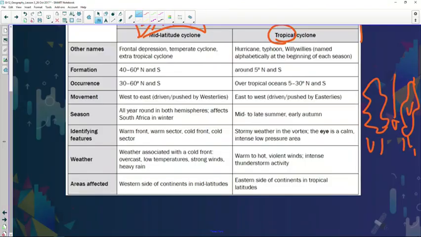Areas affected, we looked at it, as I said: the western side of continents for mid-latitude cyclones. In South Africa's case, obviously moving from west to east. And if you look at tropical cyclones, they mainly affect the east coast of continents. The simple reason is that most of the countries are washed by warm ocean currents on the east coast, and it needs that warm ocean temperature for its formation.